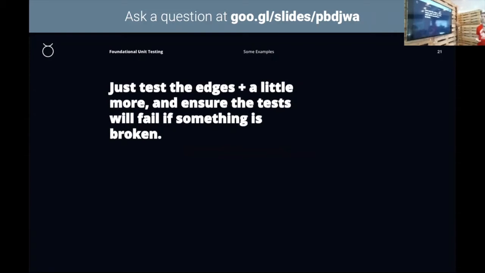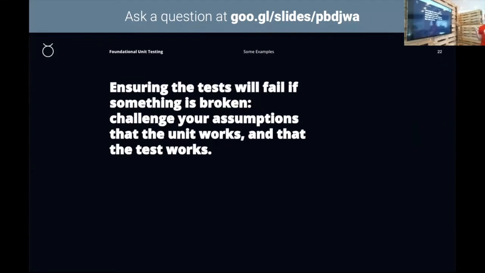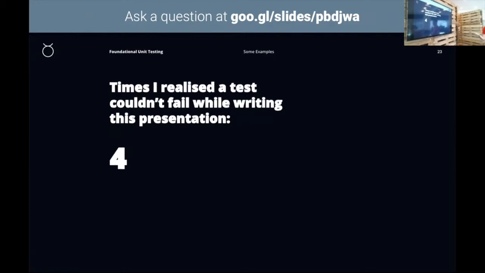And the other thing you need to do is make sure the tests will fail if something's broken. I know that sounds really simple, but you need to challenge your assumptions about what you write, and make sure the test works. While I was writing this presentation, with all of these simple examples, there were 4 times I caught myself when I wrote a test and there was no way it could possibly fail. And having to go back and double check and go, hang on, that's always going to be true. It's actually really easy to write something that looks like it handles everything perfectly and never fails, because it can't fail.